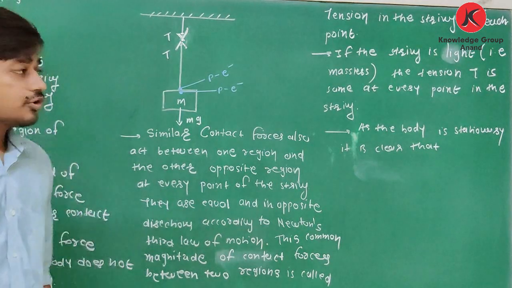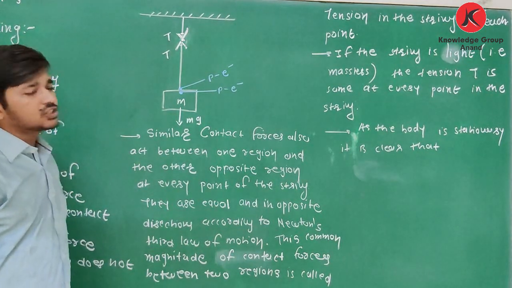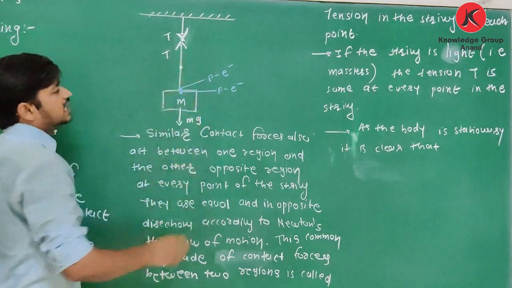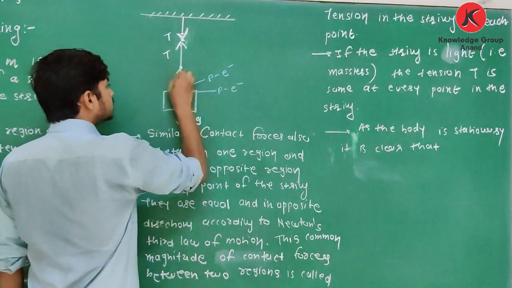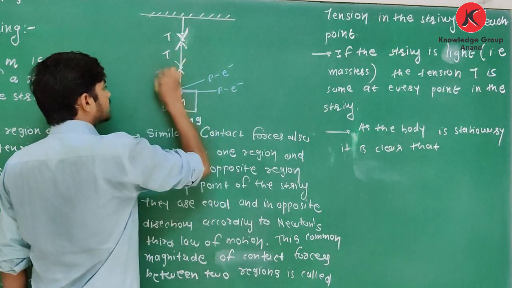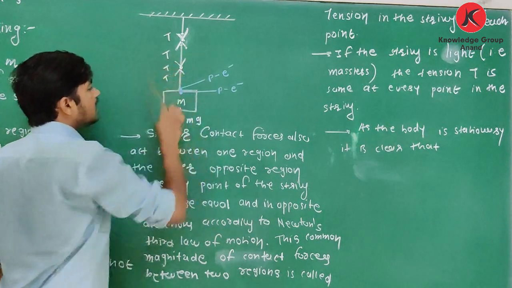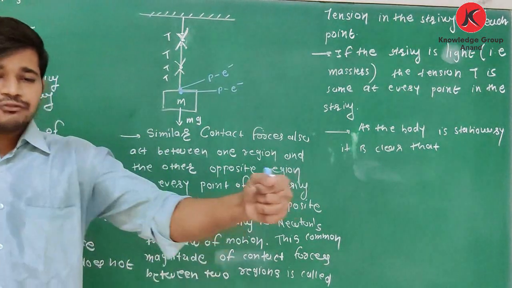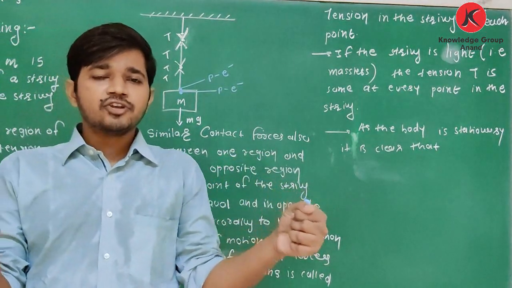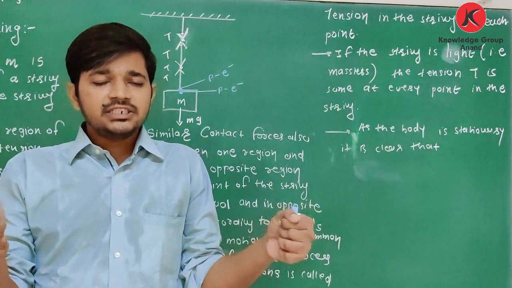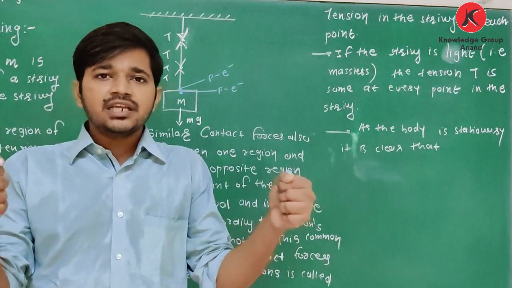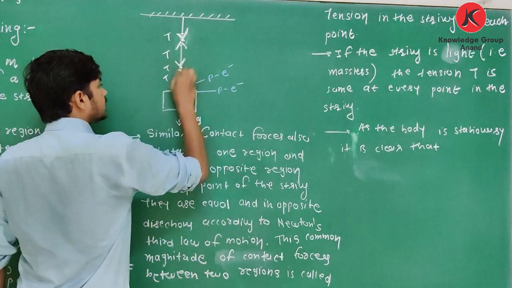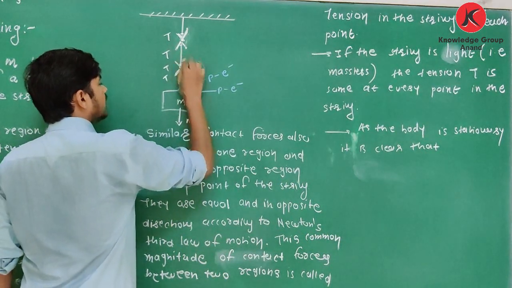Clear? Okay, and yes, tension in the string at each and every point. See, if I am taking this point, then again at this point tension is acting like this. Tension is acting like this. If it is tight and it does not break, it means at each and every point it is under the effect of tension. And yes, on this point tension is acting like this.